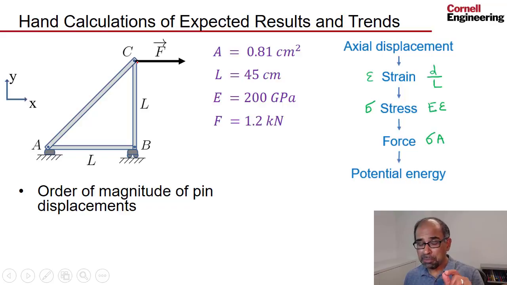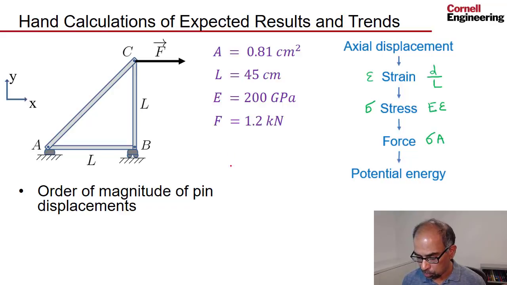In FEA, keep in mind that displacement is your primary unknown. Displacements at the nodes, in this case the pins, and everything else is calculated from that. In hand calculations, often you're going in the opposite direction. That's a useful thing to contrast.